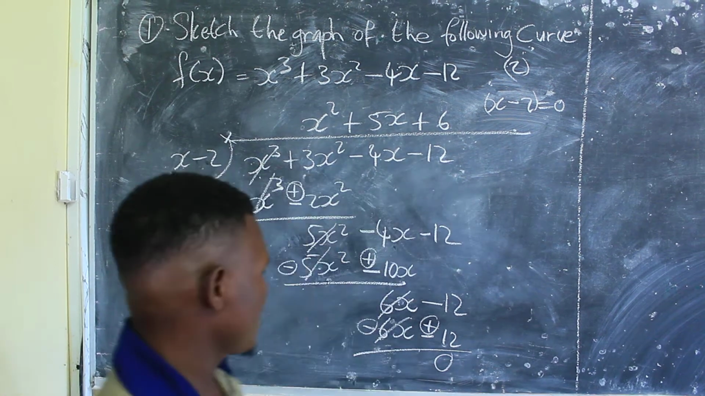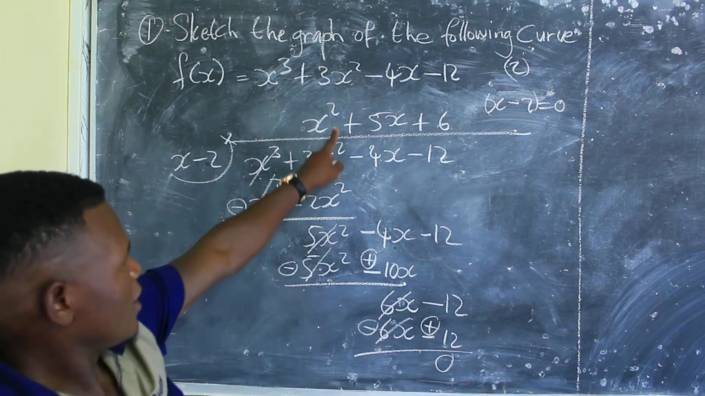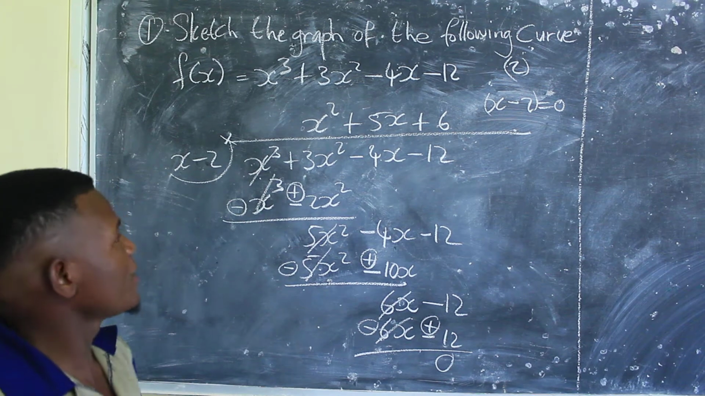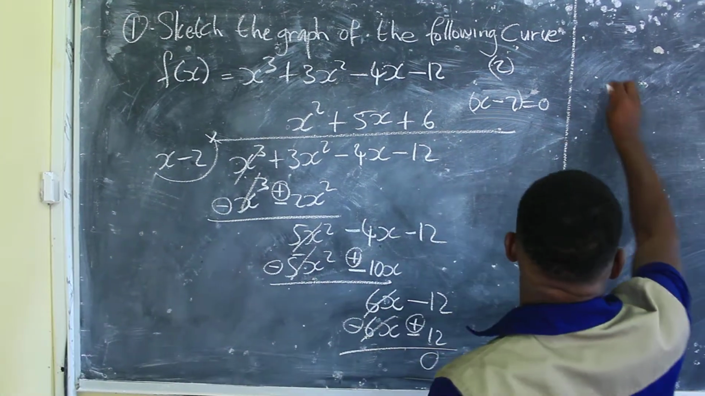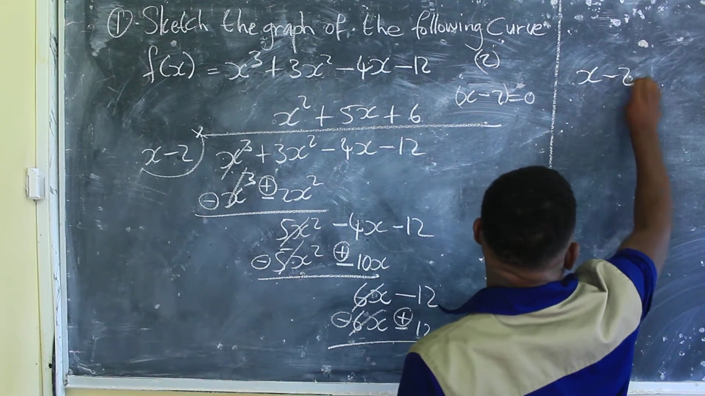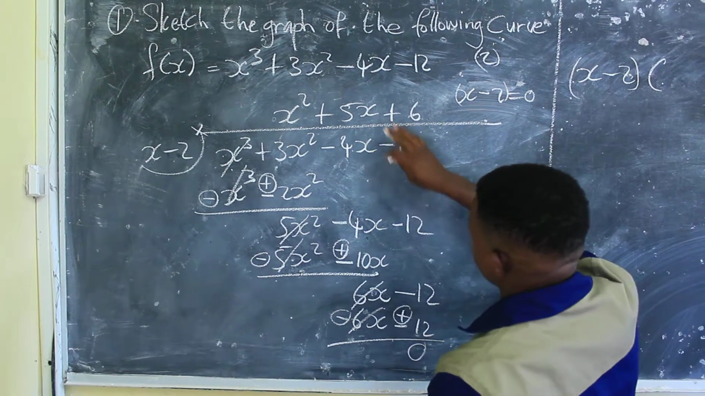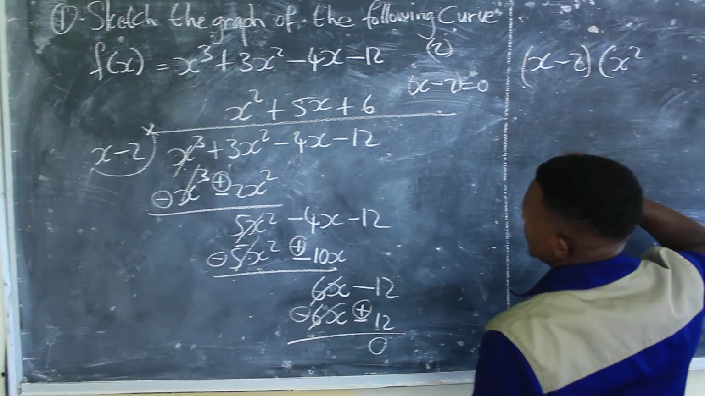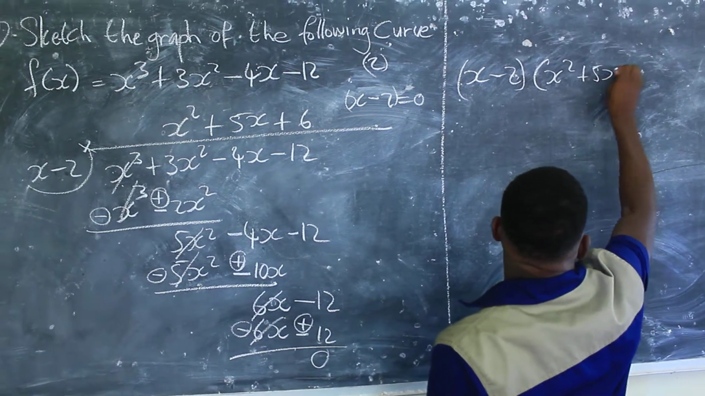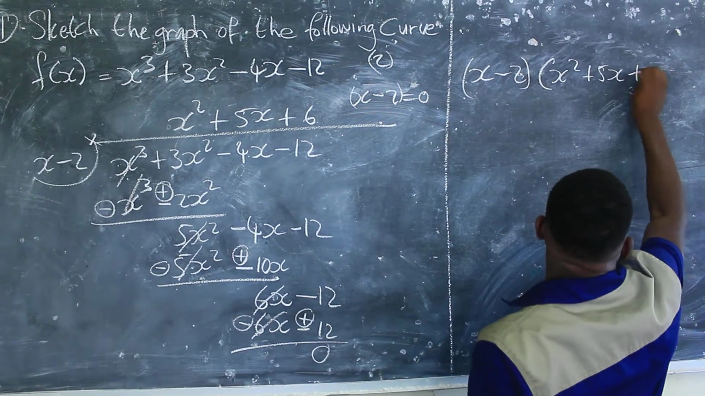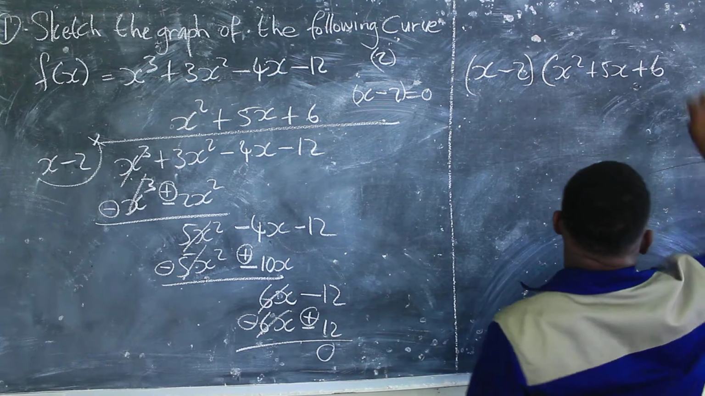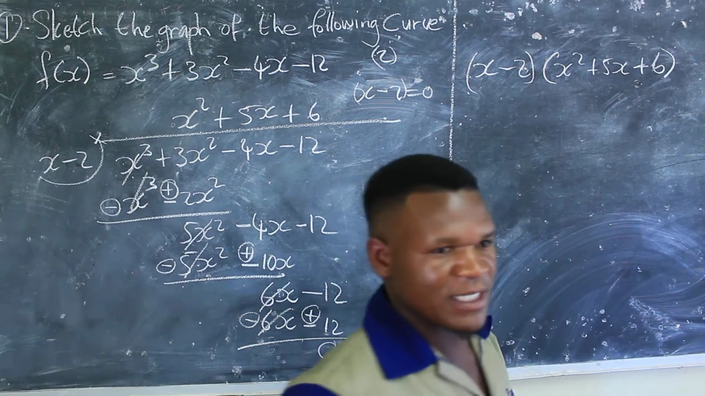Okay? Now, our quotient here is a quadratic, so we are going to have x minus 2 as the first factor, and then x squared plus 5x plus 6. That one is a quadratic.